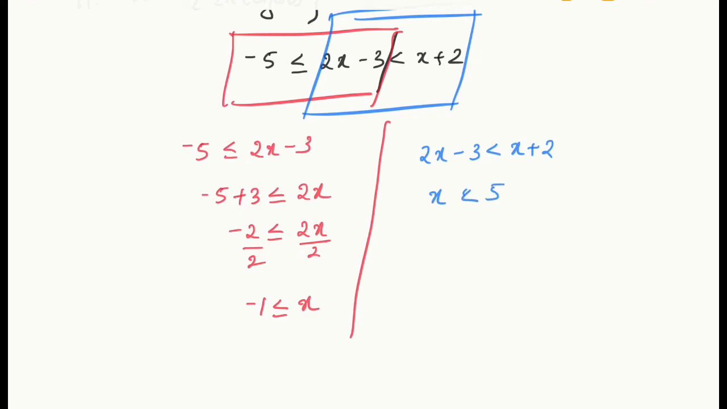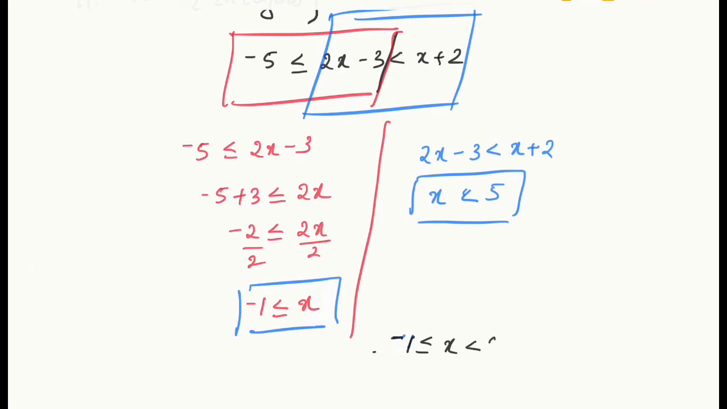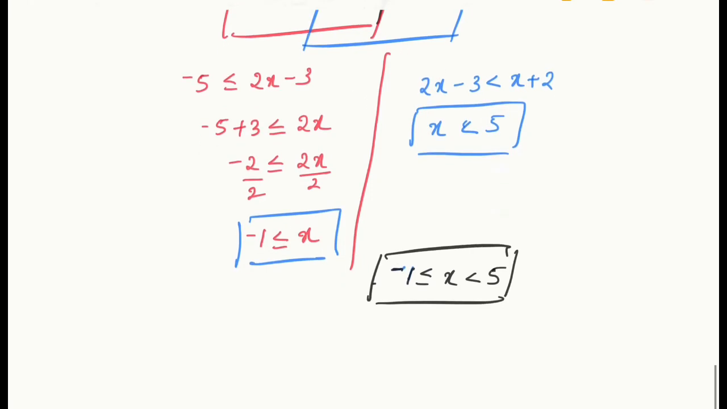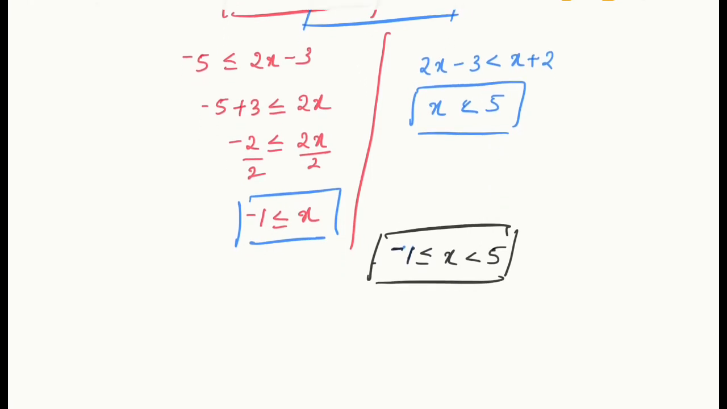So finally, what is our conclusion? Totally, we have one question, so we got the first part here and the second part. When you combine, you will get minus 1 less than or equal to x less than 5. Okay, this will be our final answer. Now tell me what are the integers which will come in between this range. So minus 1 less than or equal to x, so minus 1 is included. 0, 1, 2, 3, 4.